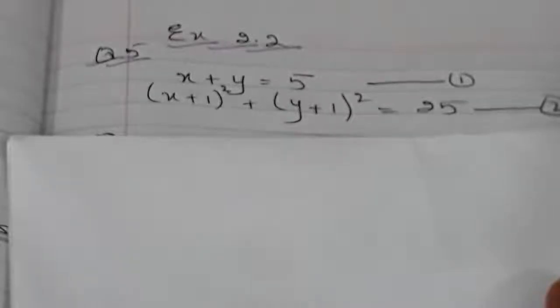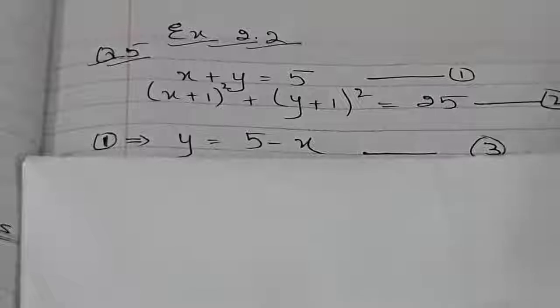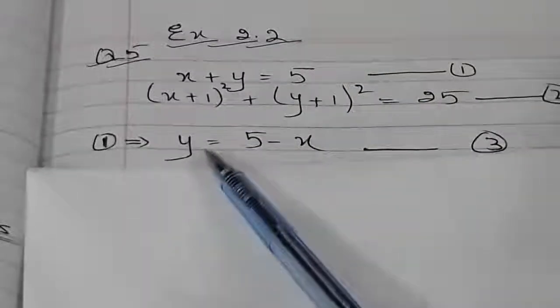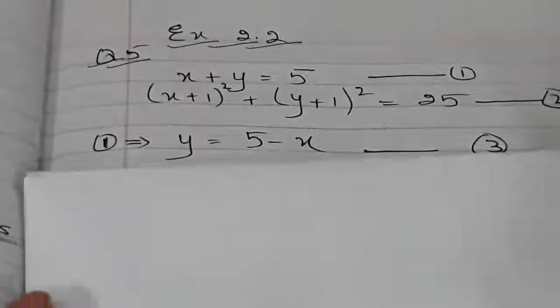Let's take an example here. I have taken this question from exercise 2.2, question number 5. So what will we do? What do you think we will do? Can we solve it by the elimination method? We will use the substitution method here. We will make a variable the subject from equation 1. I have made y the subject. You can make x the subject also. In both ways it will be alright.